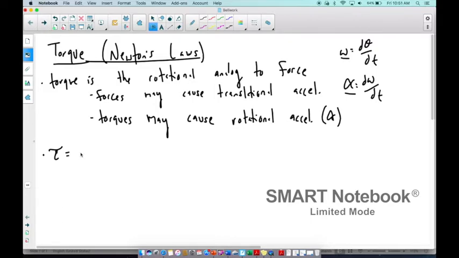Torque is equal to, and it is a vector, the cross product of these two vectors, r cross F. Now, let's talk about real quick what a cross product is. Hopefully you remember the two types of vector products. One of them is a dot product. Who can remember where the dot product showed up?